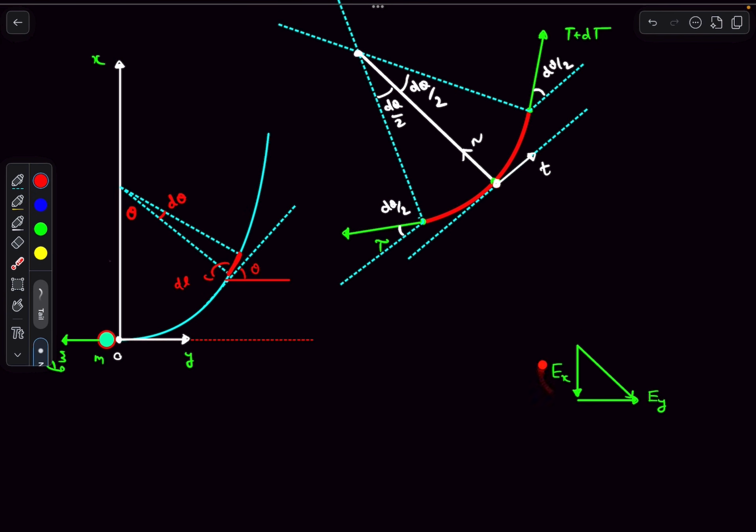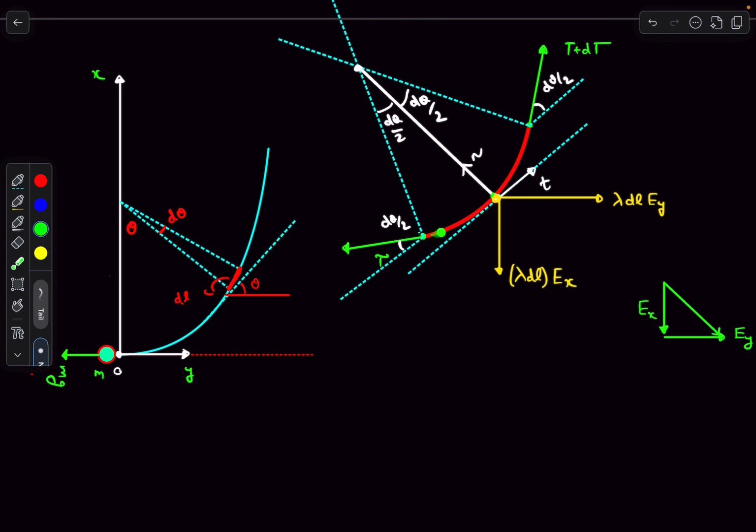So Ex, if you observe, is in the downward direction. So on this dl element over here, it will be in the downward direction, and the magnitude is going to be lambda dl, which is the charge on this element, multiplied by the electric field Ex. And similarly, Ey will act in the rightward direction, and its magnitude is going to be lambda dl multiplied by Ey. Okay, so now we have completed the FBD of a dl element that is at a particular angle theta with the x-axis.